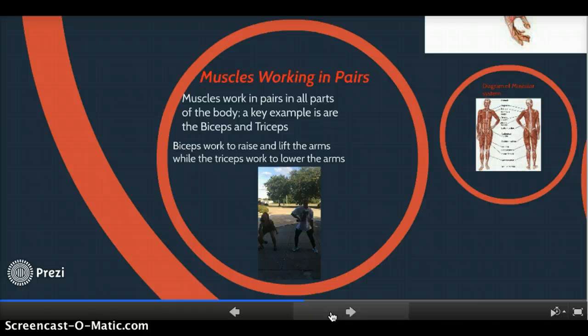Day to day life by allowing us to raise and lift our arms and also by lowering our arms. Muscles work in pairs in all parts of the body. A key example are biceps and triceps. With biceps and triceps, our arms are able to lift up and lower our arms. Here's a key example. While working out, we lift our arms to move the weight towards us and then stretch our arms out to move them away from us.